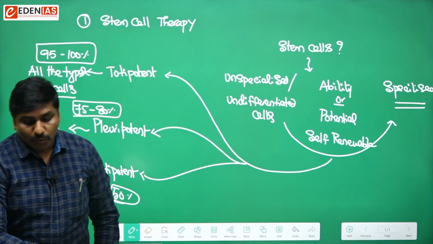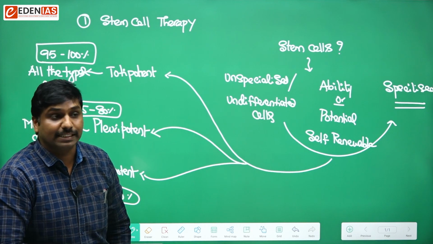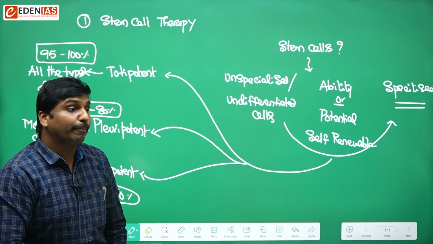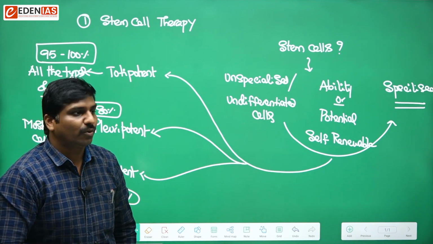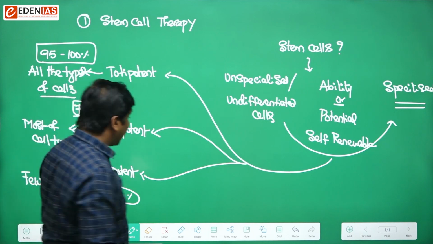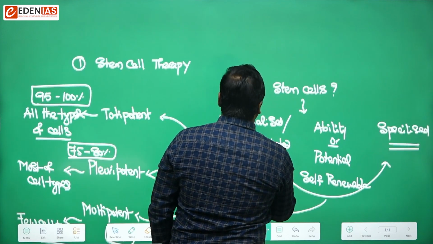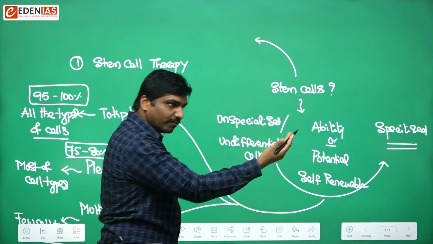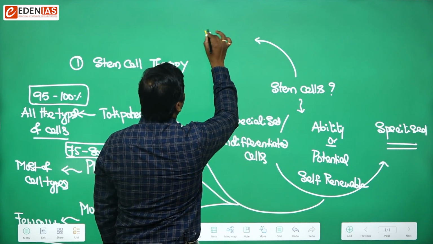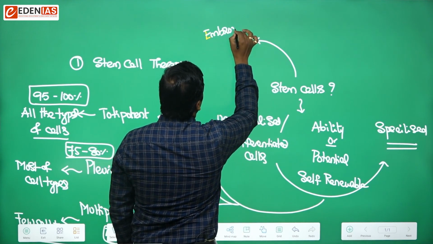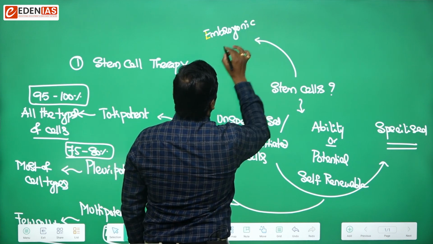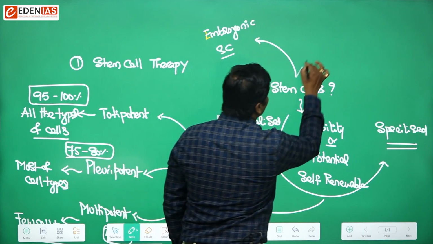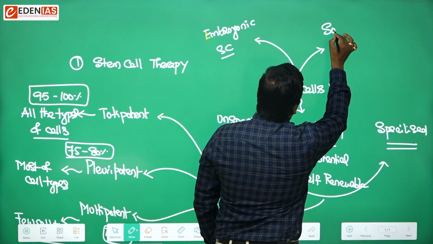If we talk from the point of examples, we will have embryonic stem cells and somatic stem cells. These would be two important types of stem cells. One stem cell would be embryonic stem cells, and the other would be somatic stem cells.